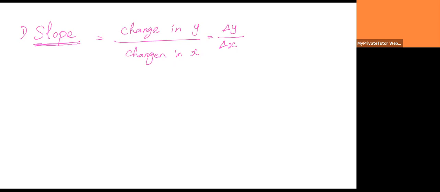So I will explain the difference between these things. Slope is the change in y divided by the change in x, which is the difference between the y values divided by the difference between the x values. What is the distance along the y direction divided by the distance along the horizontal line, the x-axis line? That is nothing but a slope.